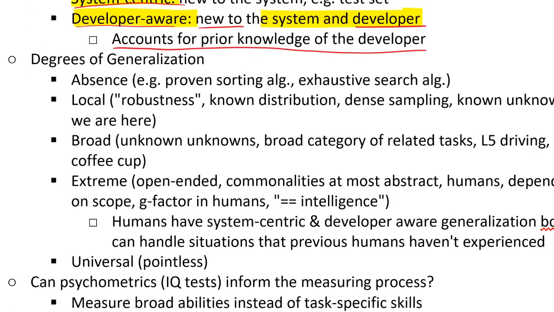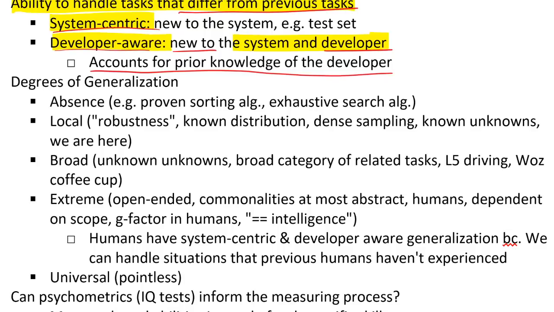Chollet defines different degrees of generalization, largely along these lines. So absence of generalization is when you have an algorithm that you have absolutely built in so that it works for every possible situation, like a sorting algorithm that you have mathematically proven to work for all sequences of numbers. No generalization. Everything has been foreseen. Then there is local generalization, and in machine learning we call this something like robustness. This would be your test set robustness, your small distribution shift. So the test set here comes from a known distribution. So this is the notion of known unknowns.